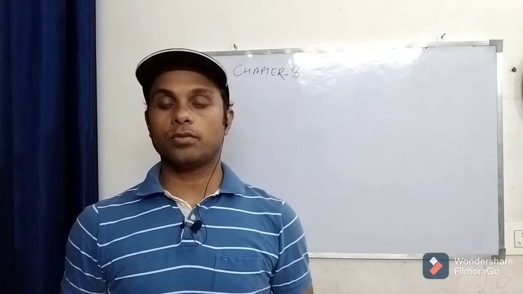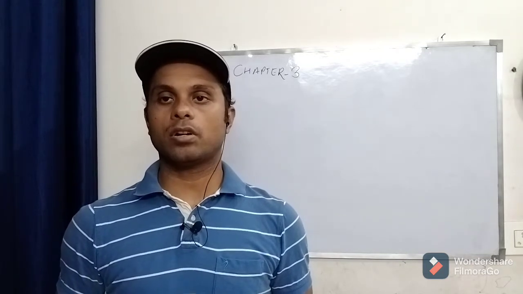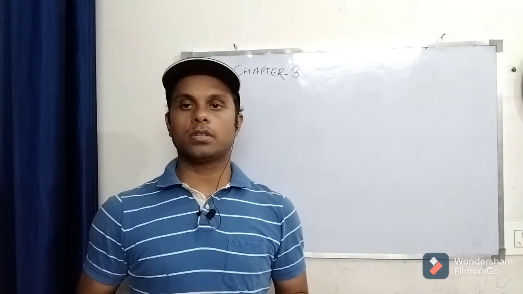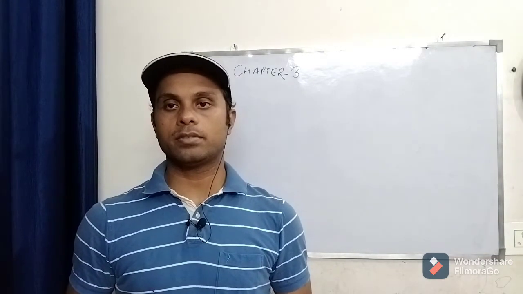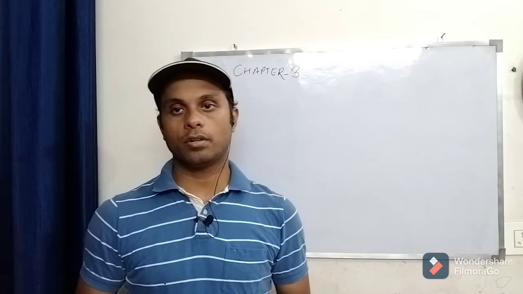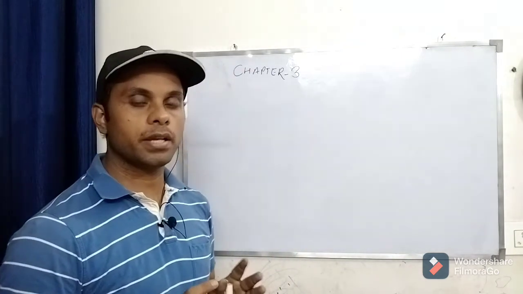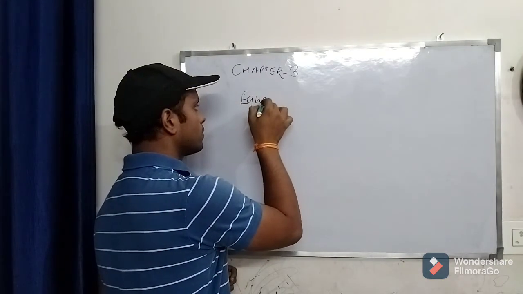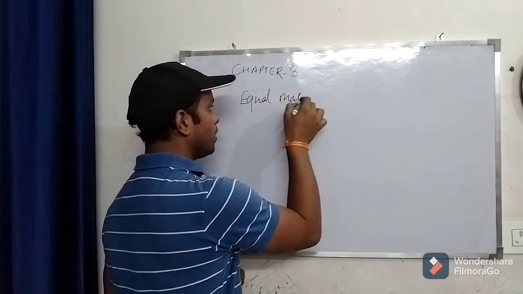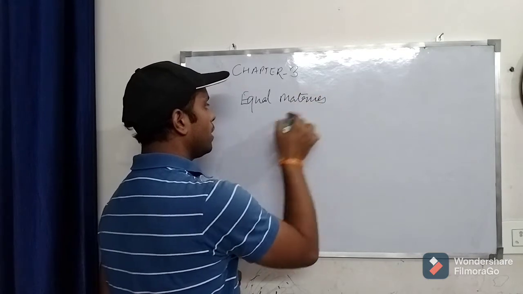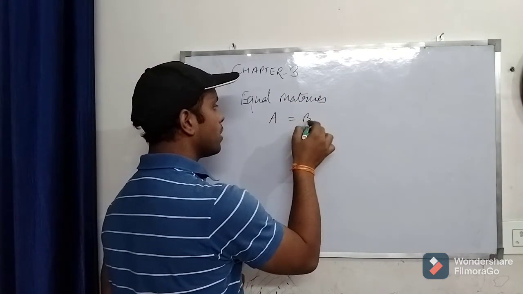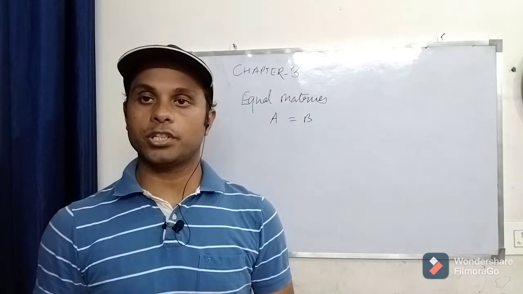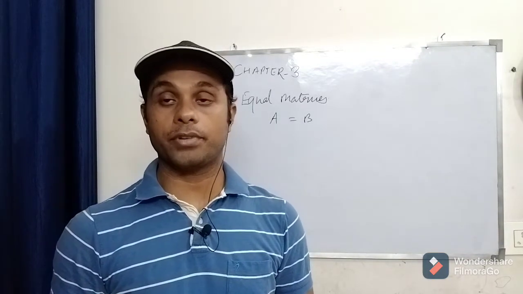Next topic is equal matrices. When are two matrices called equal? Two matrices are equal if their corresponding elements are equal. Suppose two matrices are A and B. If A and B are two equal matrices, they must be of the same order. The orders of two equal matrices are always equal. They cannot be different ever.